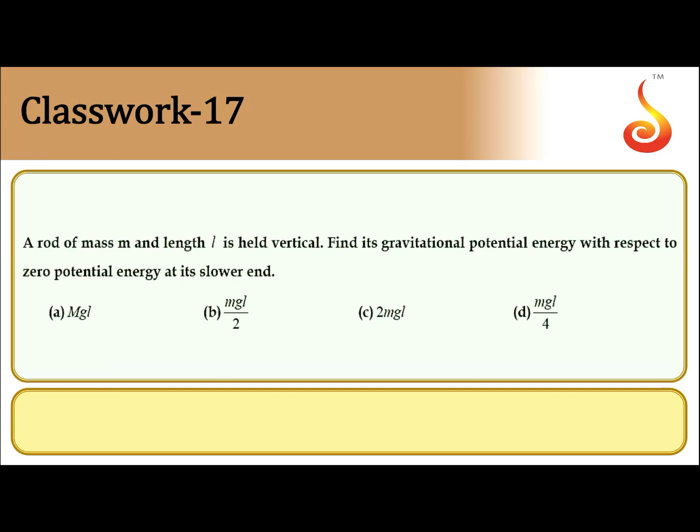Next one. A rod of mass m and length L is held vertical. Find its gravitational potential energy with respect to zero potential energy at its lower end.